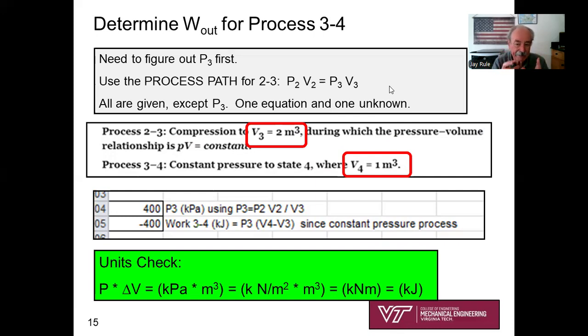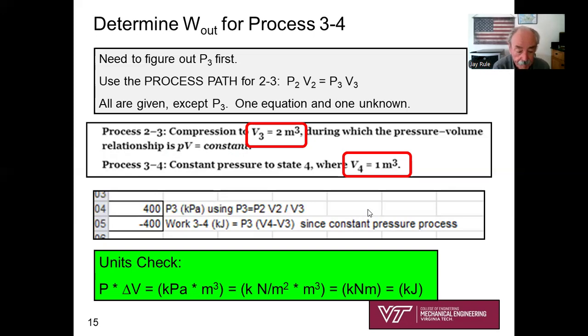So I think back, I look at my given information, and I see from my process path 2 to 3, I see that P2V2 equals P3V3. And I study my given information. P2 is known, V2 is known, V3 is known, given. So I can solve for P3, and it's simply P2V2 over V3. One equation and one unknown. So P3 is 400 kPa. That you've got to get on your own.